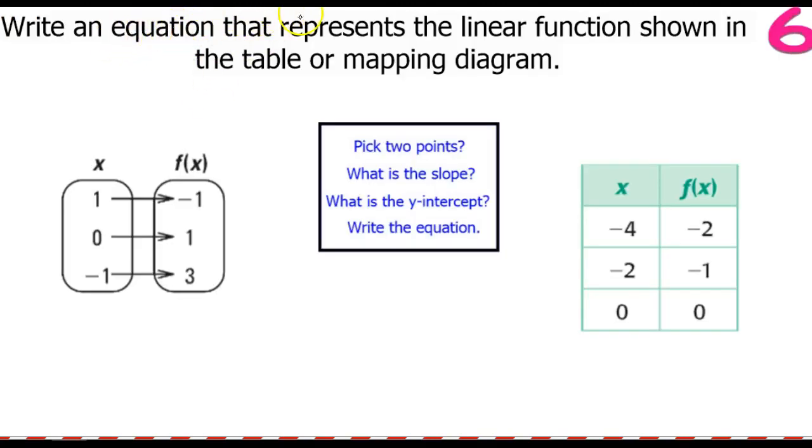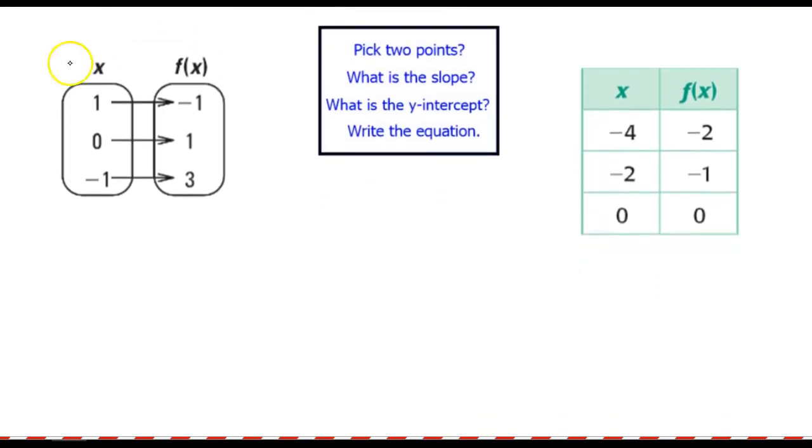Alright, now we have to write an equation that represents the linear function shown in the table or the mapping diagram. So, looks to me like we have x and f of x. So remember, f of x is a fancy way of saying y. So this is our x and our y. We're going to take 2 points out of these.